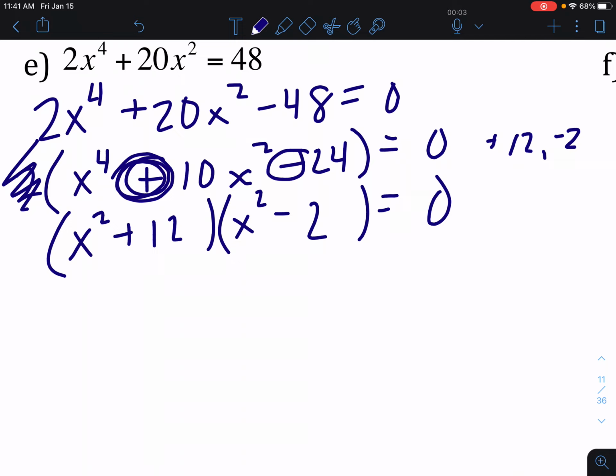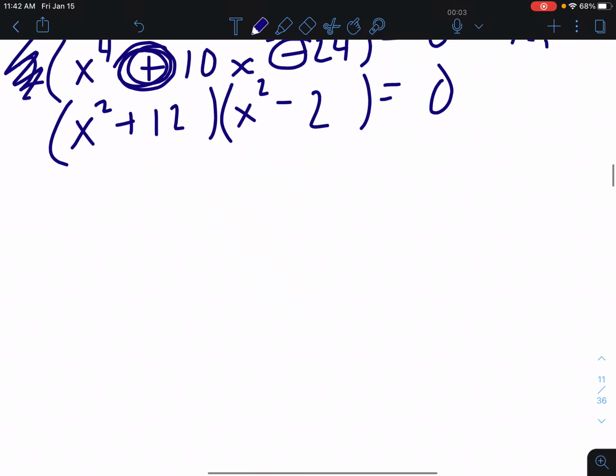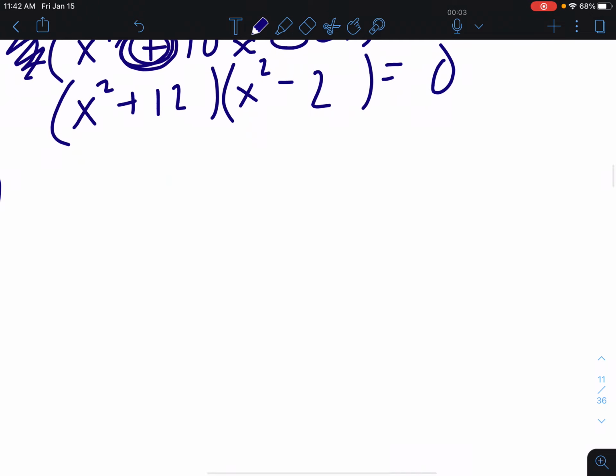Can I factor any further? The first one has a plus, so no, it's not difference of squares. The second one looks like a difference of squares, but you can't take the square root of 2. So these are done being factored. It's answer time. So I'm going to set them equal to 0, and I'm going to solve by square roots.